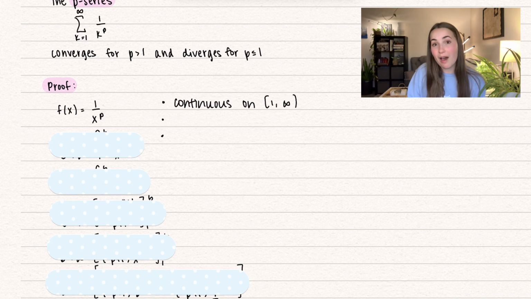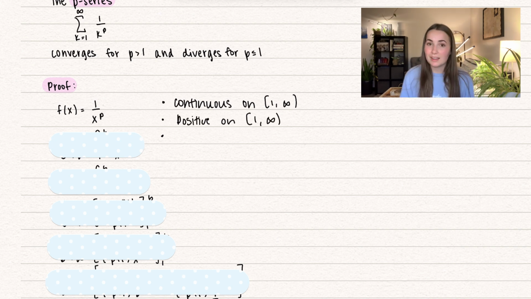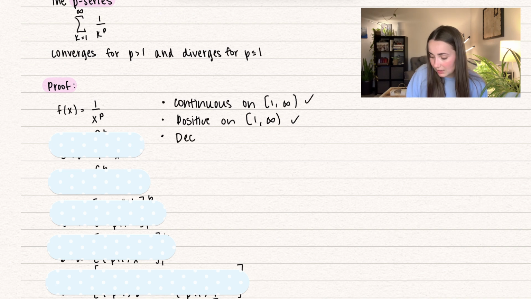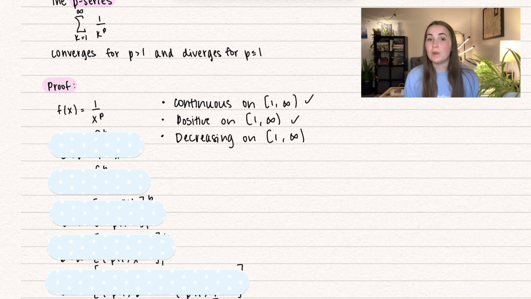We also need to have that it's positive. We're only plugging in positive numbers, and no matter what power it is, a positive number to any power is always positive. So we have that it's continuous, and we have that it's positive. We also need to have that it's decreasing. We know that this is going to be decreasing because as x gets larger and larger, 1 over that larger number becomes smaller and smaller. Like if we had 1 over x squared, we would have 1 over 1 squared, which is just 1. We'd have 1 over 2 squared, which is 1/4, 1 over 3 squared, which is 1/9, and we would just be getting smaller and smaller. No matter what the exponent is, that's going to be the same pattern. So since all of these 3 conditions are met, we can go ahead and use the integral test.